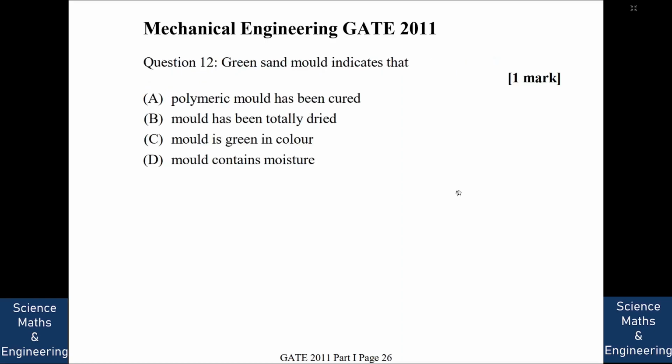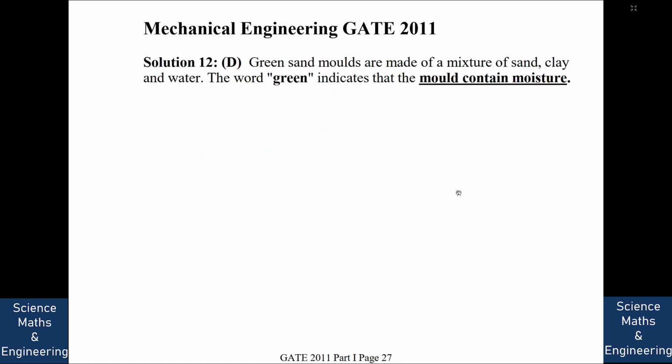Green sand mold indicates that A, polymeric mold has been cured, B, mold has been totally dried, C, mold is green in color, or D, mold contains moisture. So the answer is that green sand molds are a mixture of sand, clay and water, and the word green indicates that the mold contains moisture. So it is option D.